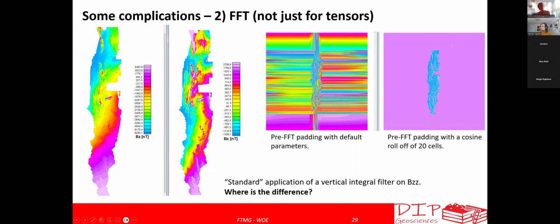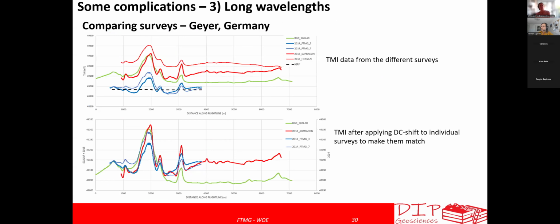So this is what you get normally. But in this case, I used a cosine roll-off of 20 cells to stop all that craziness that's happening around that. Once I do that, I get a much cleaner result. Yeah, so be careful with that. The base level. Henry was mentioning this. Yeah, where is the base level?